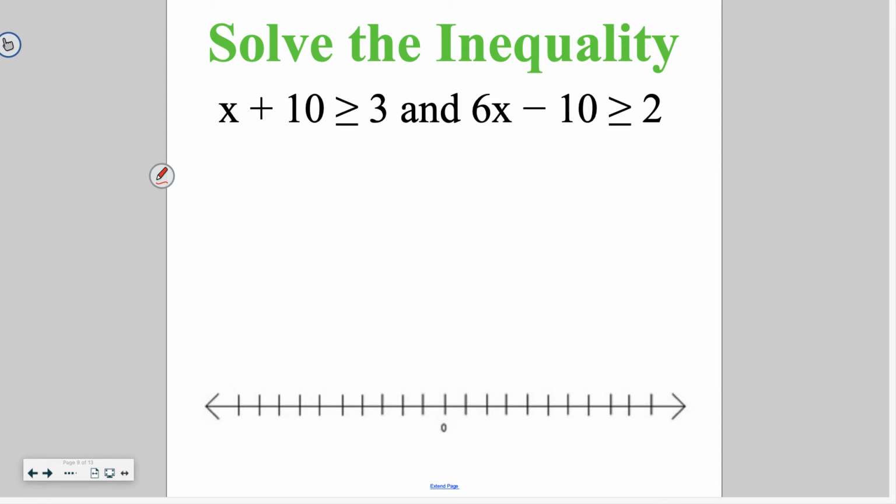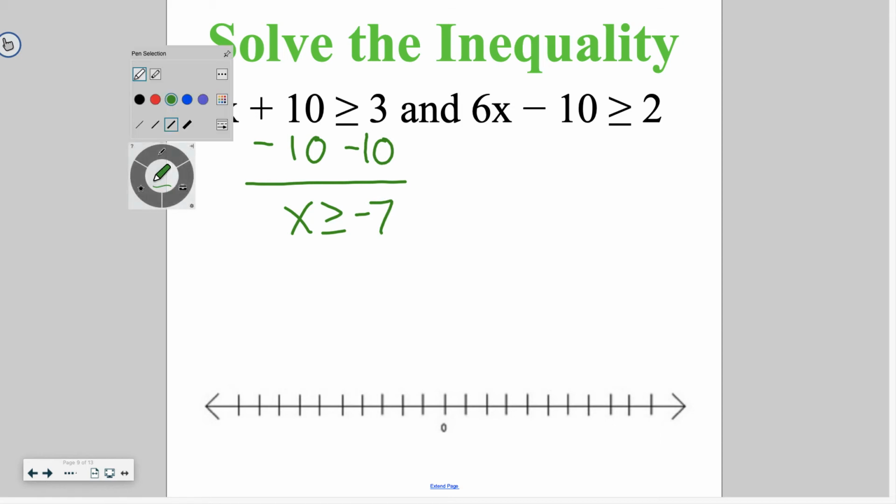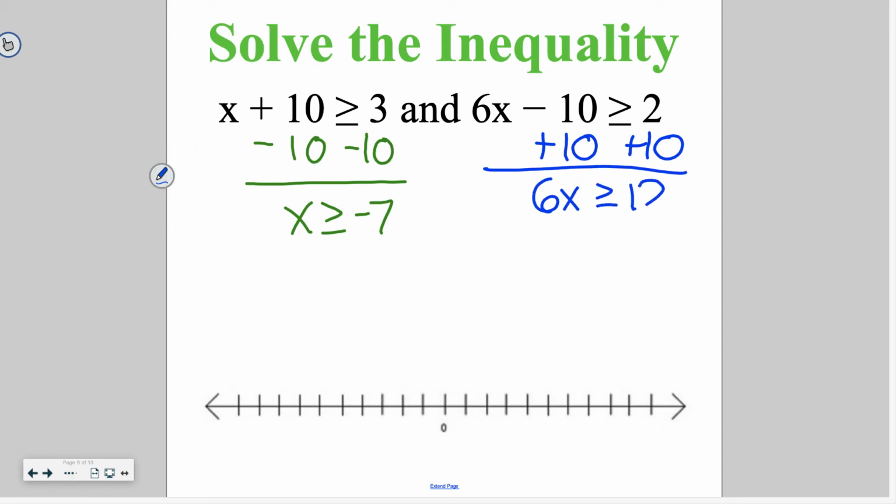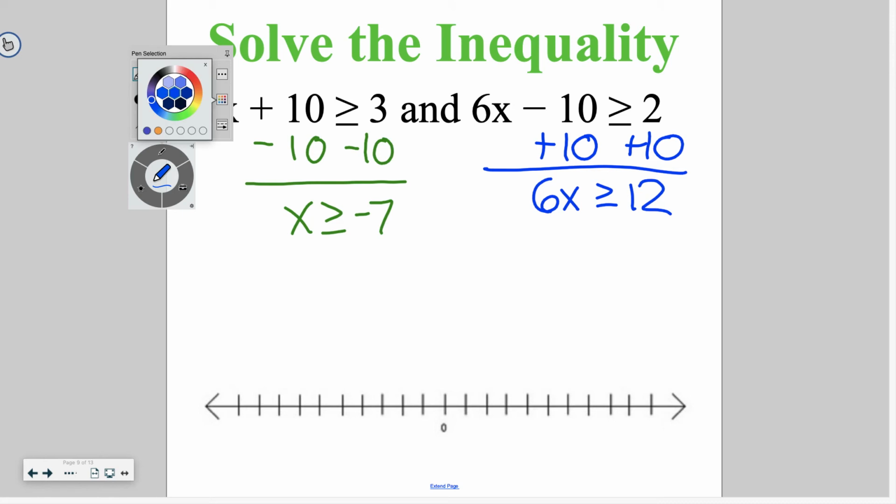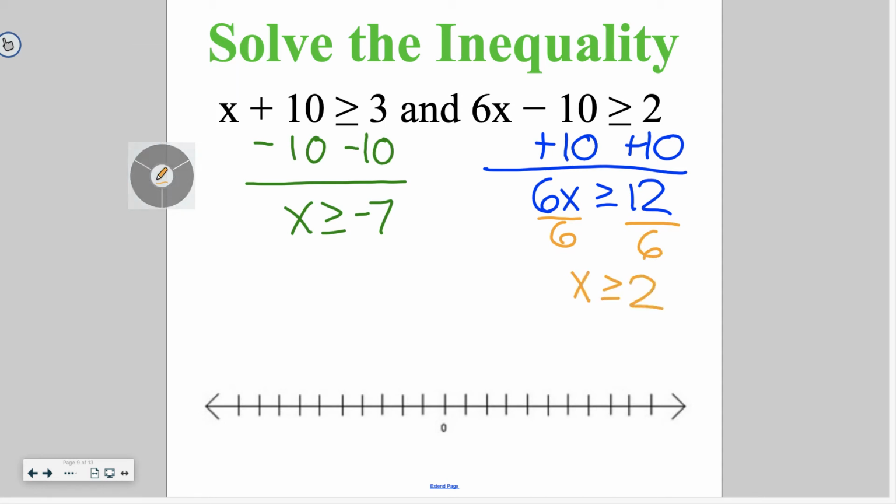You might also see and inequalities written out with the actual word and. This is still solved the same way using those SADMEP steps. So for the first one, I'm going to subtract 10 from both sides, giving me x is greater than or equal to negative 7. And then for the second one, I'm going to start by adding 10 to both sides, giving me 6x is greater than or equal to 12. And then I'm going to finish by dividing by 6 on both sides, giving me x is greater than or equal to 2.